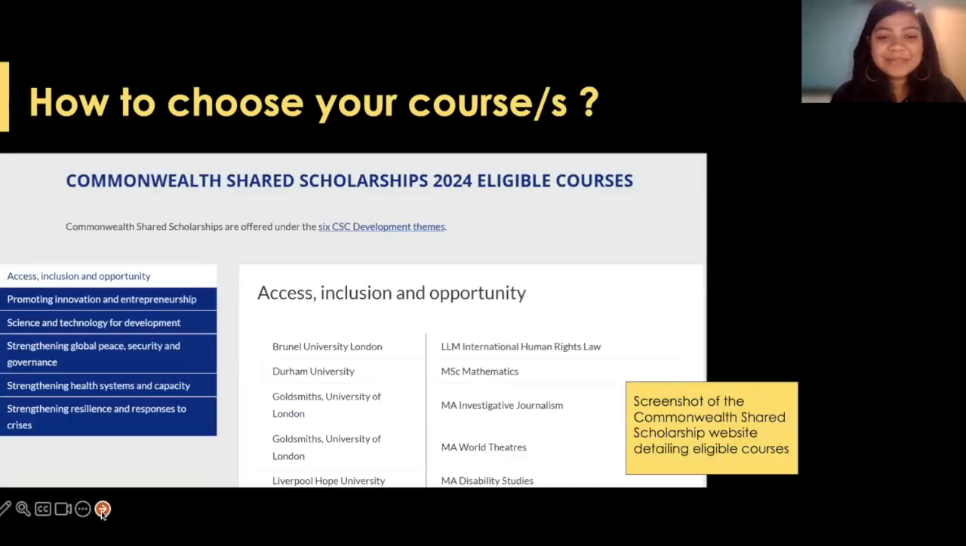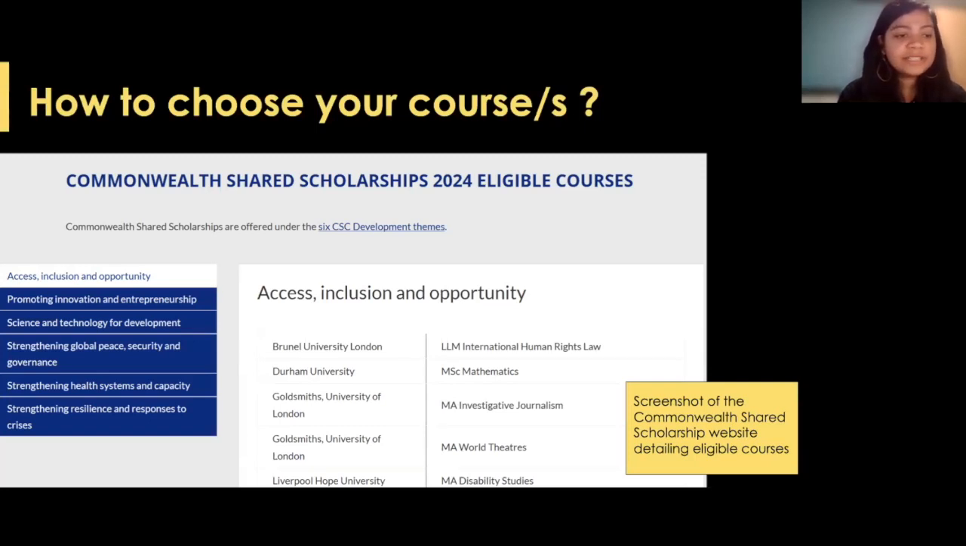So this is the database we've been talking about this entire while. I'll try to share a link to the same, of course, in the chat real quick after I'm done with my part of it. But this is a very accessible database that Commonwealth Shared Scholarship comes up with, and it has already released the same for this year.